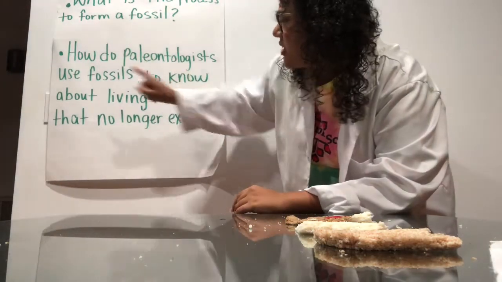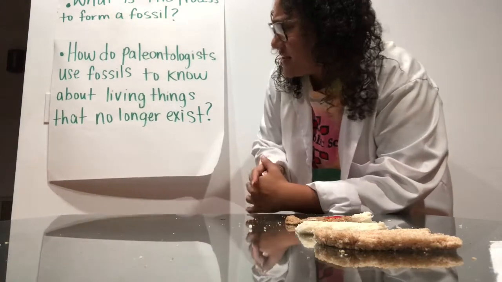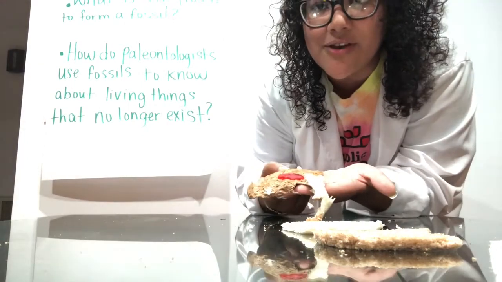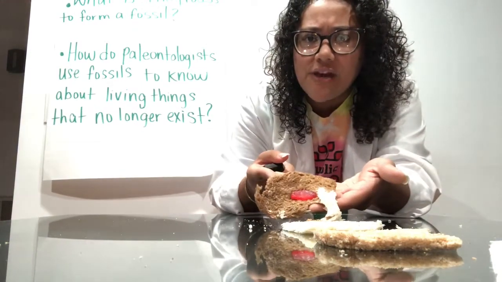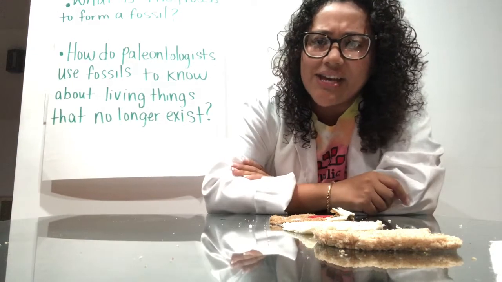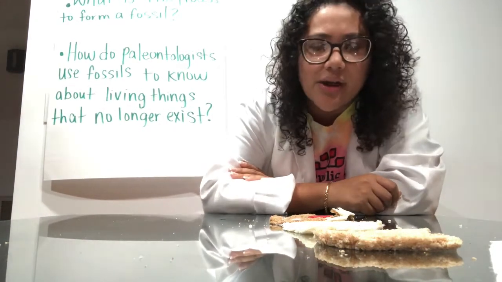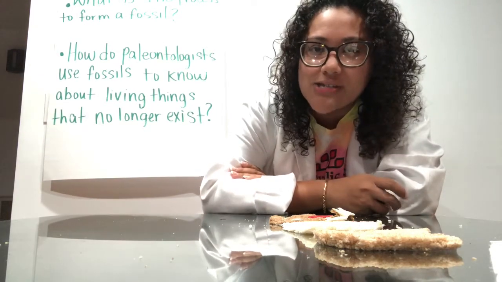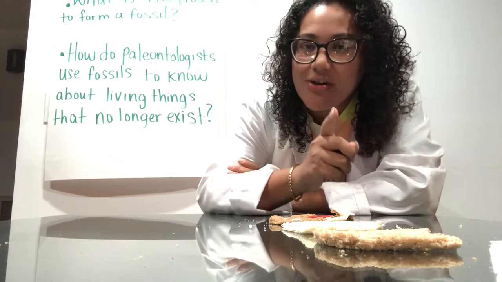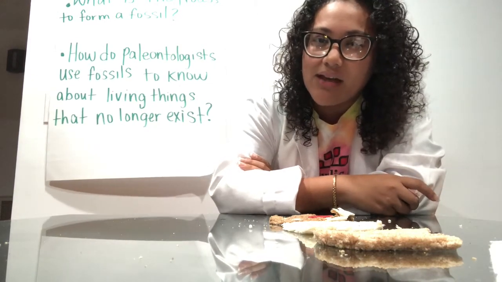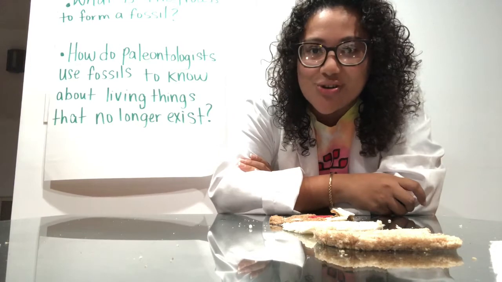All right, so let's take some time and let's think about this. How do paleontologists use fossils to know about living things that no longer exist? Well, let me tell you. What if a fossil of a fish was found at your school? I want you to think about that. Let's say you were outside playing in the playground. All of a sudden, you see a fossil. Or you're excavating and you find a fossil. What would that tell you about the Earth long ago? Think about that. Let's write that down in our science journal.